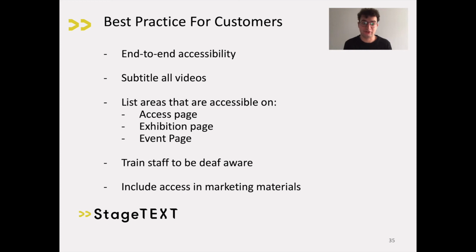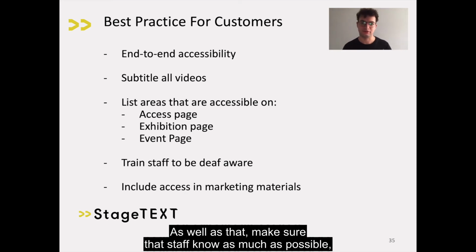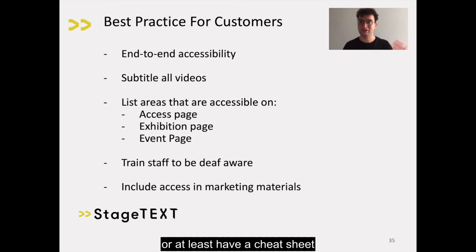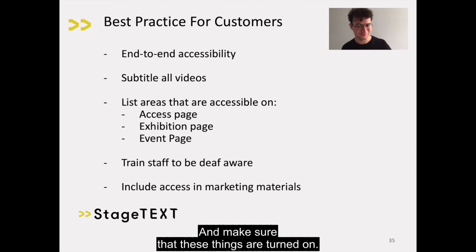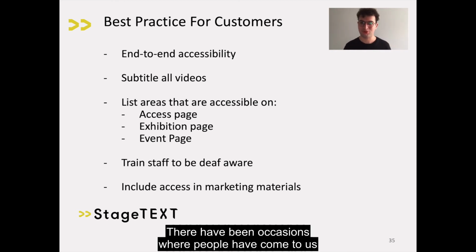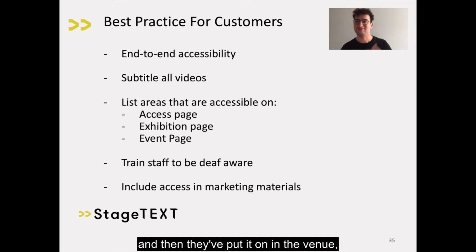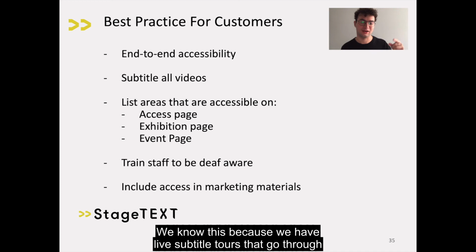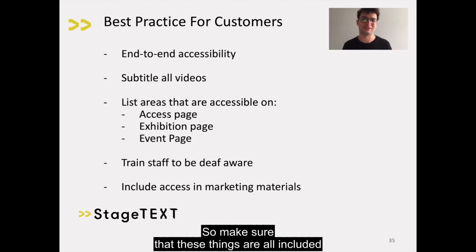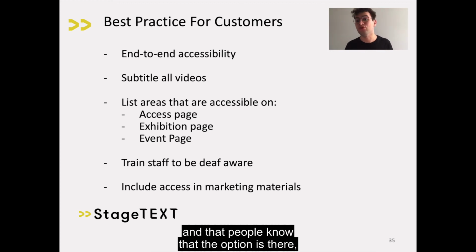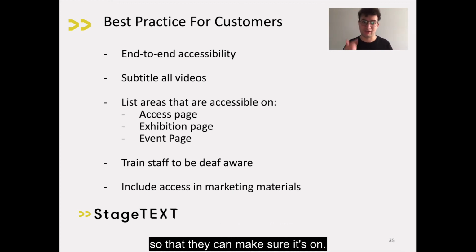As well as that, make sure that staff know as much as possible, or at least have a cheat sheet of what things are subtitled, what's accessible, and make sure that these things are turned on. There's been occasions where people have come to us and we've done some subtitling for them, and then they put it on in their venue, and then it's not turned on. And we know this because we have live subtitle tools that go through to see the videos that we've subtitled, and the subtitles aren't turned on, which is just mad. So make sure that these things are all included and that people know that the option is there so that they can make sure it's on.